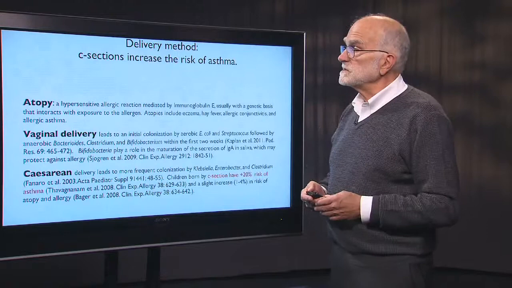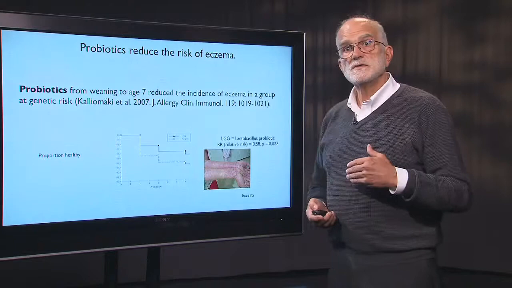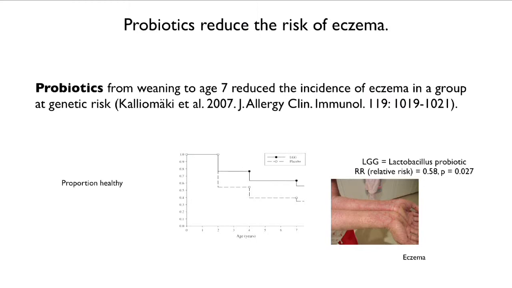Can we compensate for them? Well, a lot of people are now trying to develop, in a scientific way, probiotics that could be used to prevent atopies and autoimmune diseases. And here is a Finnish study where the use of probiotics from weaning up until age 7, so say in 1 to 7-year-olds, reduced the incidence of eczema. And it didn't eliminate it, but here are the placebos, and here are the people who have been taking probiotics. And you can see that this difference here is about a 20% difference in the proportion healthy. So it has some ameliorative effect.